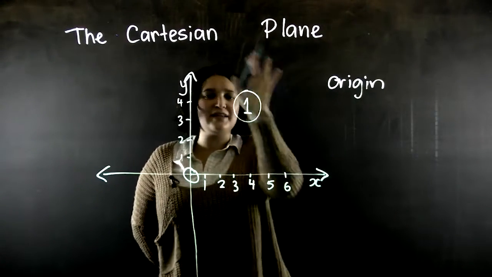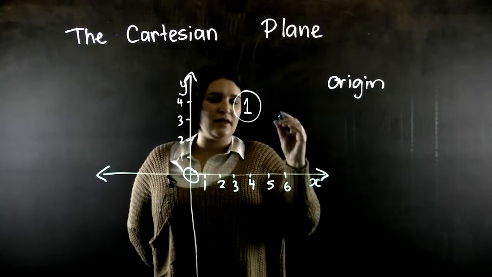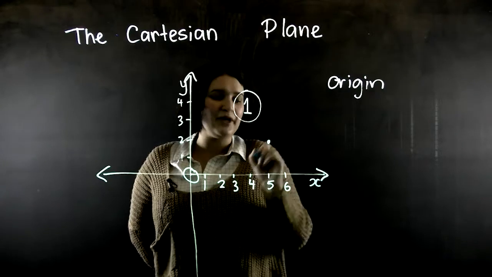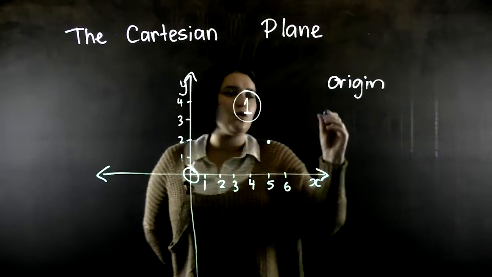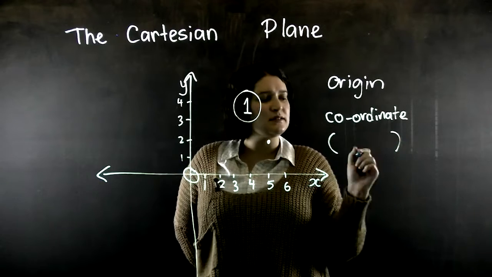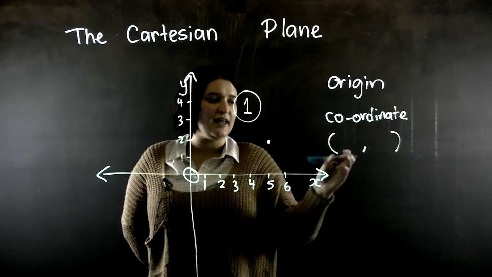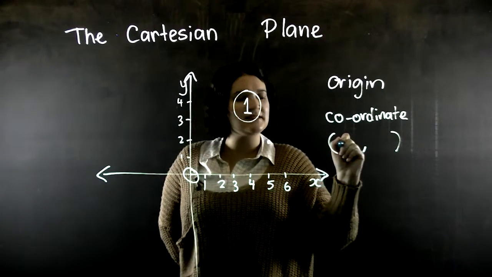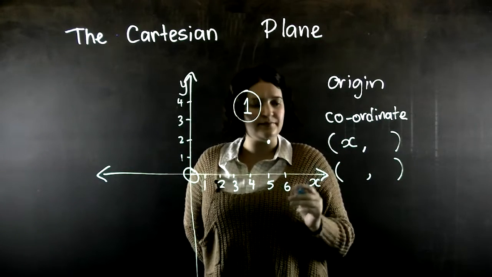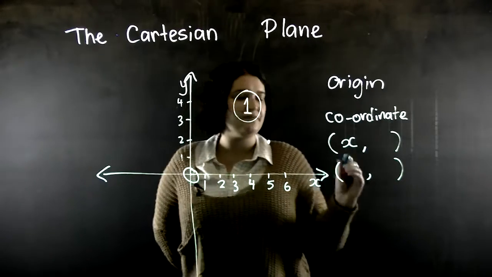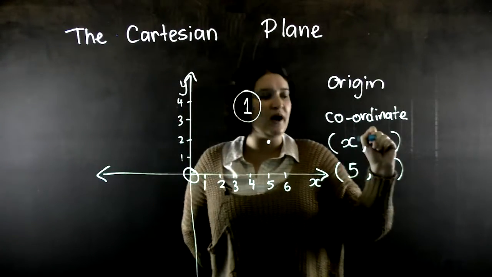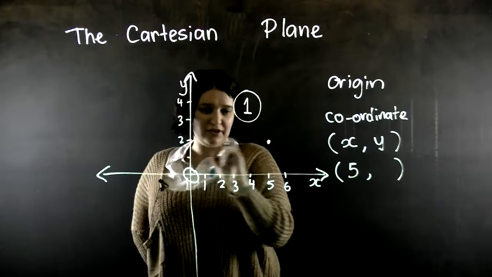And any given point on this plane can be described. So if we go here, I can describe that point by some ordered pair or coordinate. So I start with brackets and a comma. And here I'm going to put the x value or the x coordinate of that point. So the x value is 5. And here I'm going to put the y value. The y value here is 2.